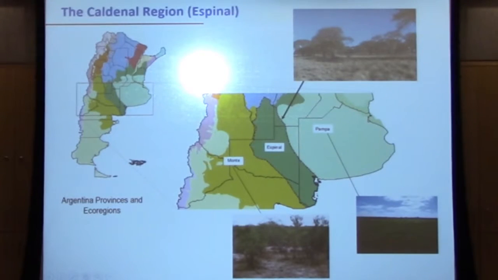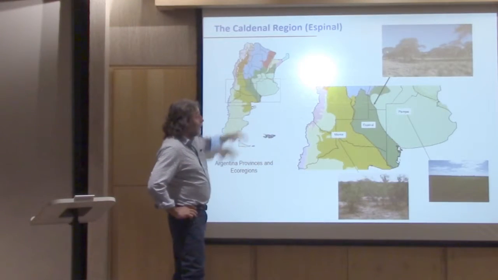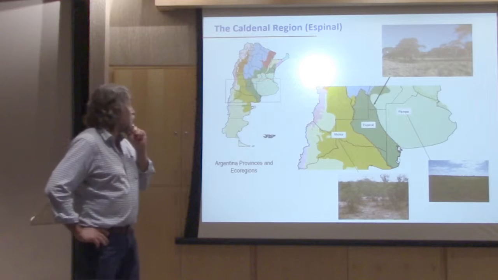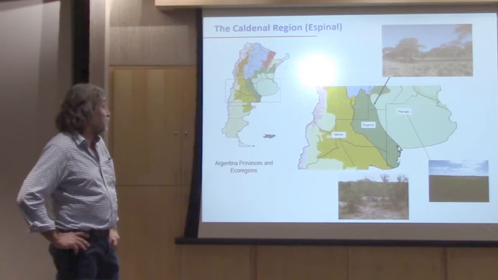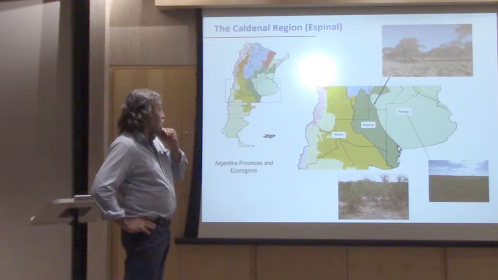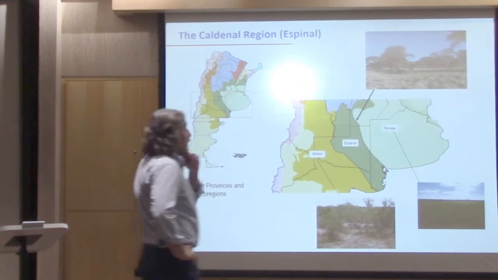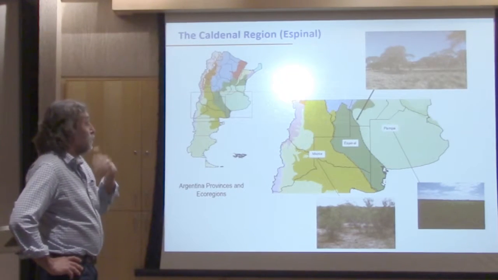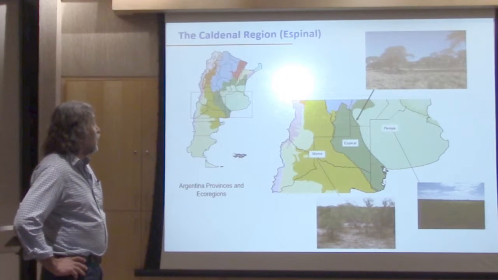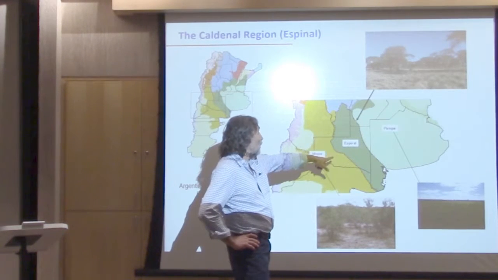So where we are, basically, this is on the left. This is a map of Argentina with the provinces, and in colors they show the ecoregions. The Caldenal is more or less in the center of Argentina, over here, in a kind of transition zone where there's a huge precipitation gradient from east to west. In the eastern area there's an ecoregion called Pampas, where most of this grassland can be transformed into agriculture, in fact. As we go further west, the precipitation declines. We get this transition zone that we call Espinal, where the Caldenal forest is.